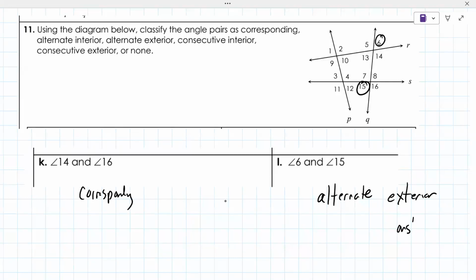Yes, alternate exterior angles. Oh, and I haven't been doing that. You may want to put in that word there. You may be graded on correct spelling and full sentence structure.